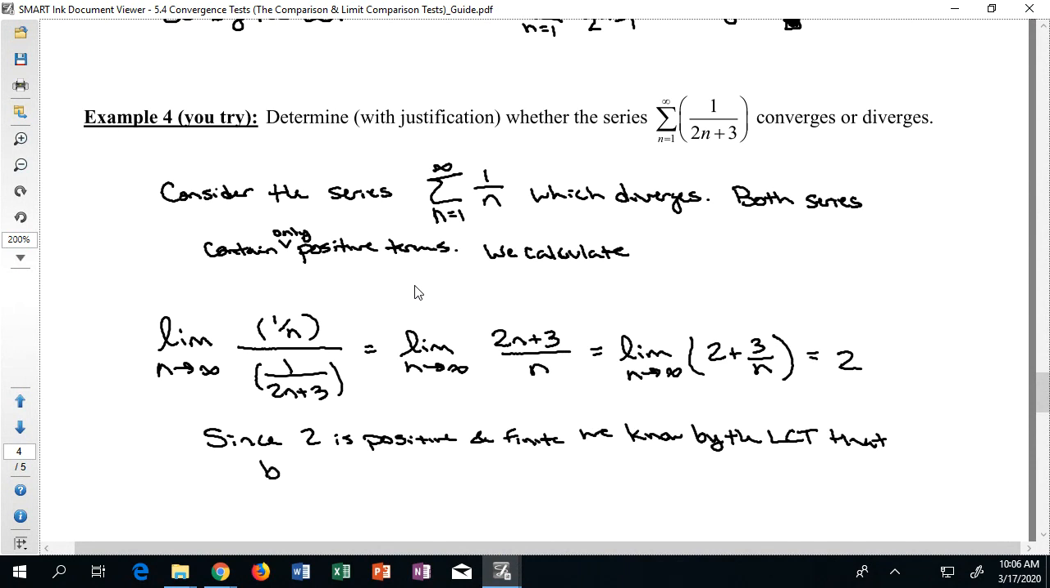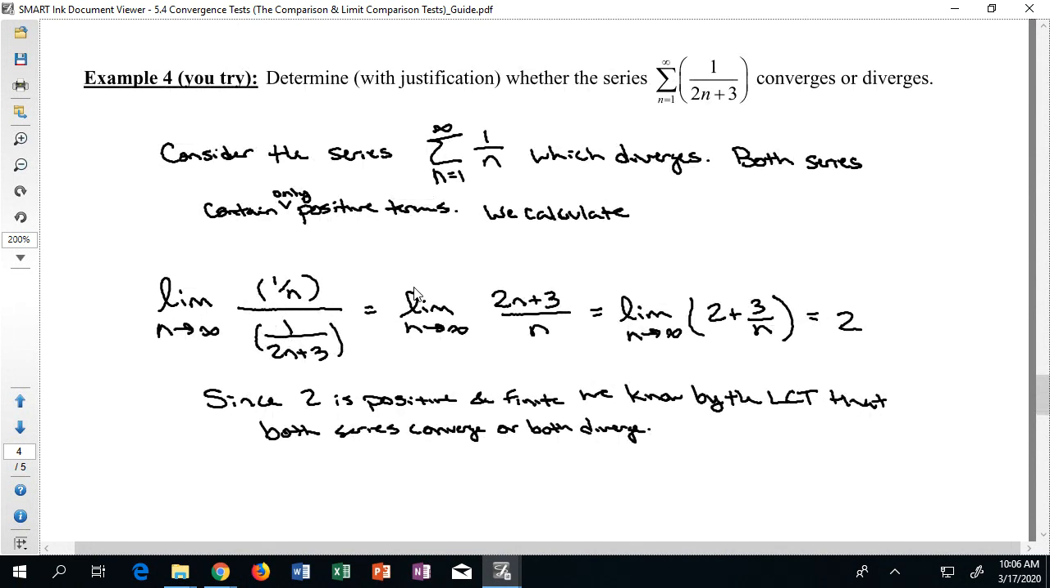well, let me write it like this. Both series converge or both diverge, and then since our series diverges, then the one that we started with diverges as well.